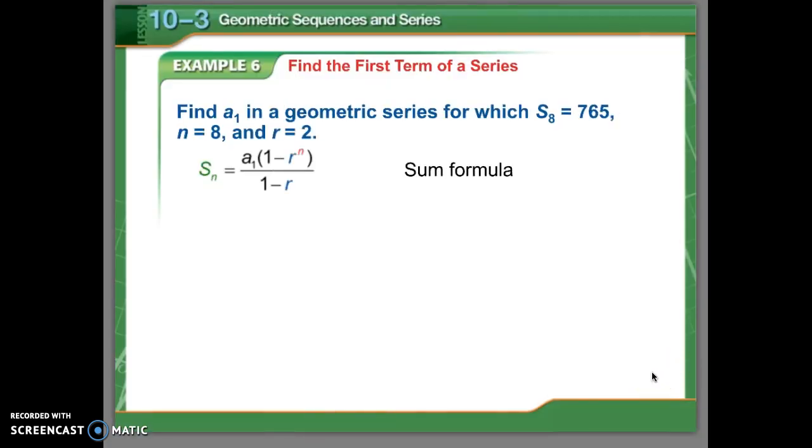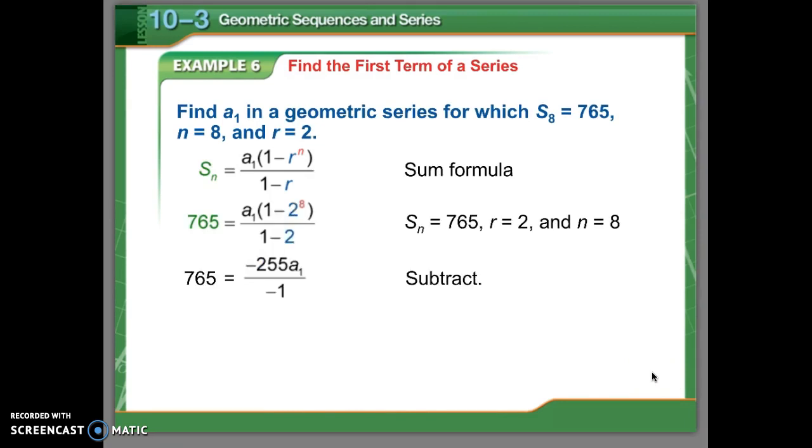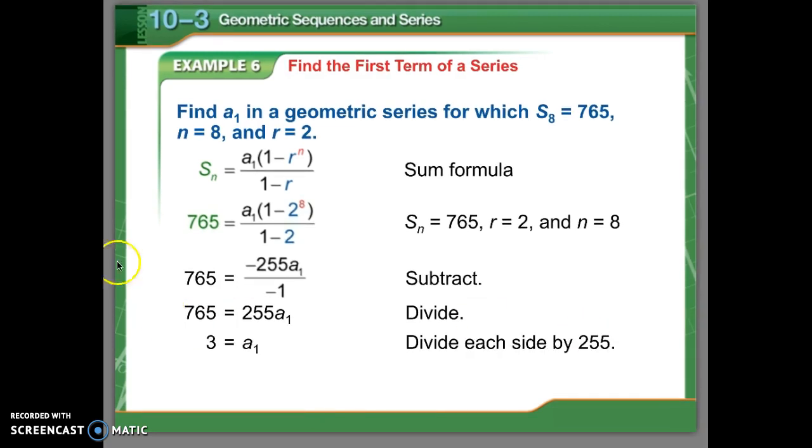One more example, example 6. This one, we need to find the first term in a geometric series if we know the sum, if we know the number of terms, and we know the common ratio.